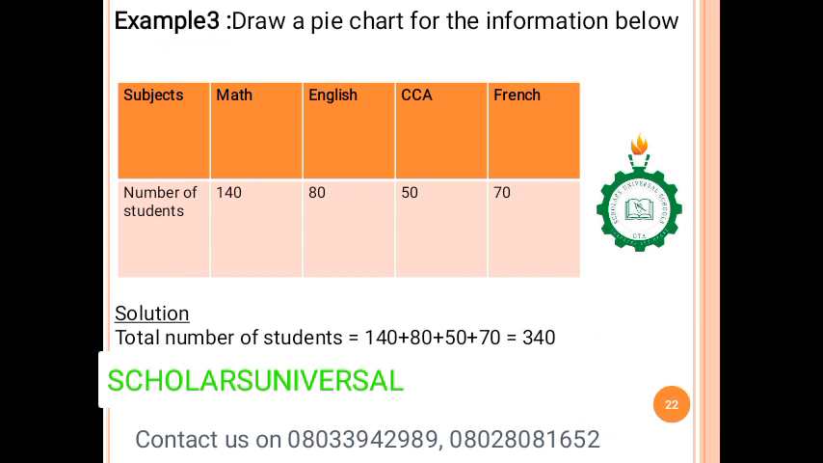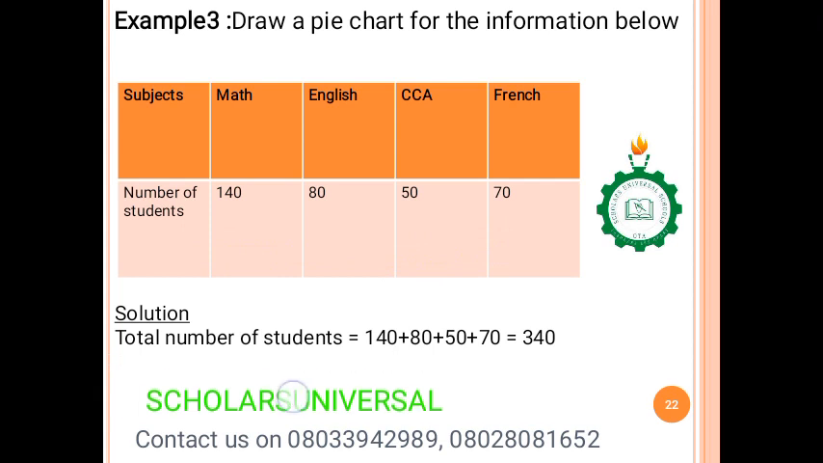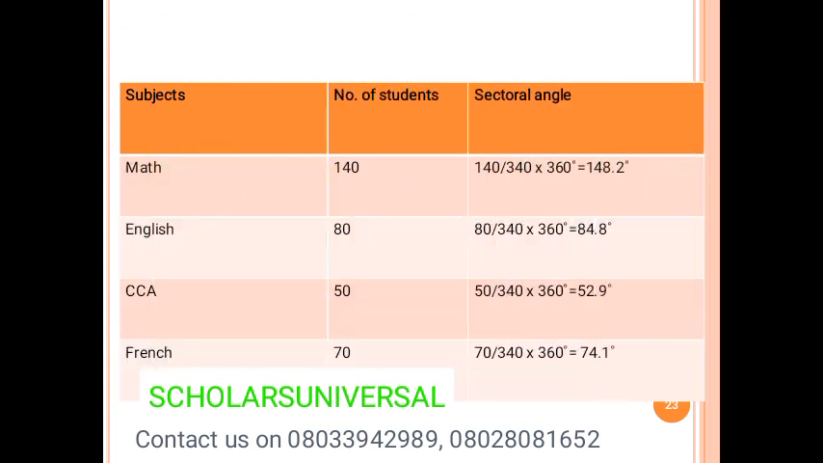So let's look at an example of a pie chart for the information below. These are the subjects and the number of students that participated in each subject. For mathematics, 140 students participated, English 80, CCA 50, and French 70 students. Now, what is the total number of students that participated? We have 340 students participating in all the subjects. That is our N.